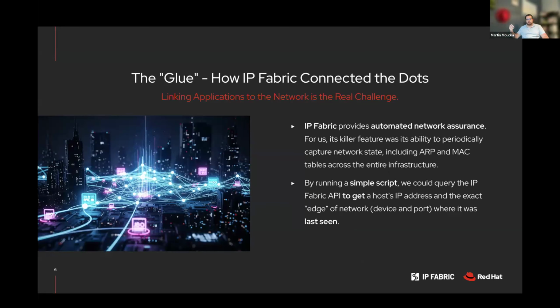Basically, IP Fabric, as an automated network assurance platform, allowed us to pull data via API for all the ARP and MAC address tables, to use that data as the glue between what we had on one side and the other side: the application, CMDB, the network infrastructure, and OpenShift. It resulted in a pretty simple script. You go to the API of IP Fabric, get the exact edge of where it's connected to what, and connect it all into one picture.